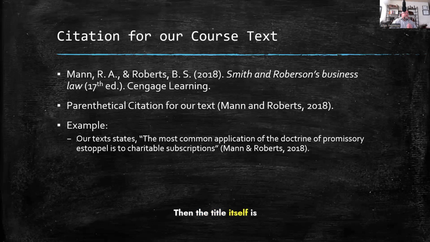Then the title itself is once again italicized. Only the first word and proper nouns are capitalized. The 17th edition is going to be in parentheses with a period after it, and then it goes to Cengage Learning and a period. That is a proper citation for the course text. So if you quote from the text, this is what I'm looking for.